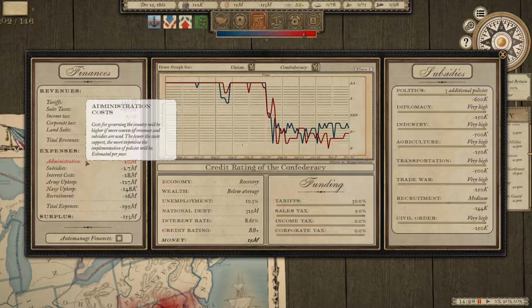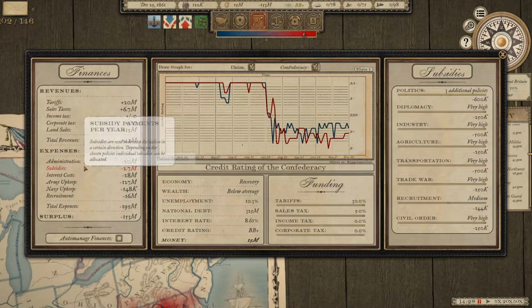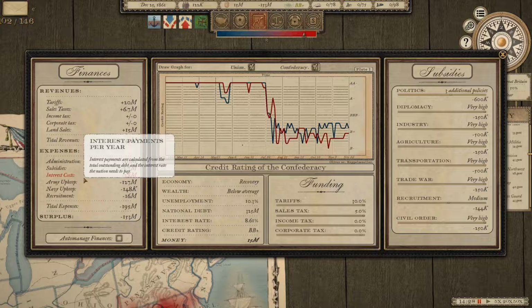Administration is more or less out of your control. Again, all these things you can kind of affect at the margins. All right, subsidies you actually have quite a bit of control over. Actually, you have just about total control unless you're auto managing your finances. Interest costs you really can't control except to the degree that you can balance revenue and expenses. But the interest costs are just affected by the cost of your debt. The lower your credit rating, the more expensive it is, all things being equal, to borrow that $25 million each time.